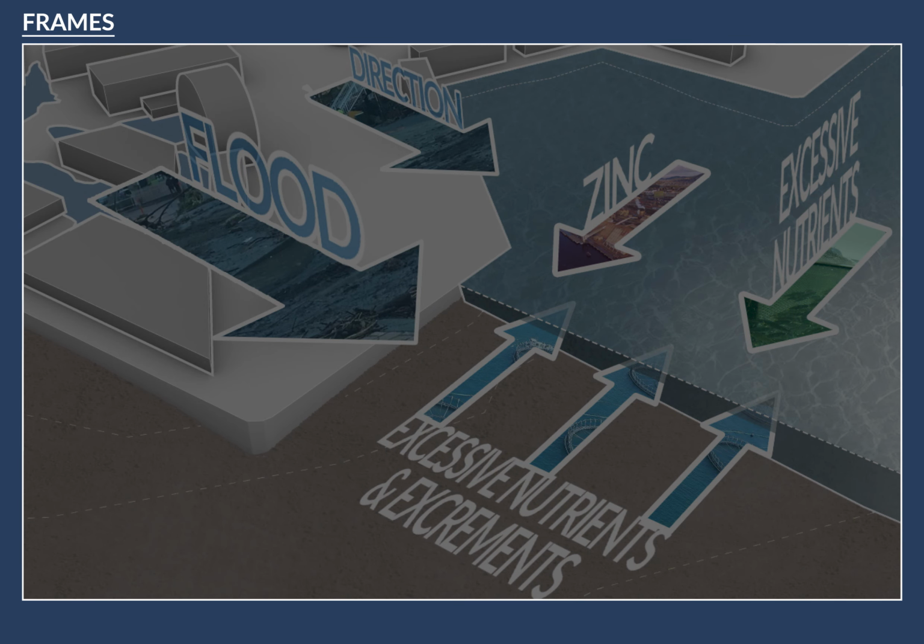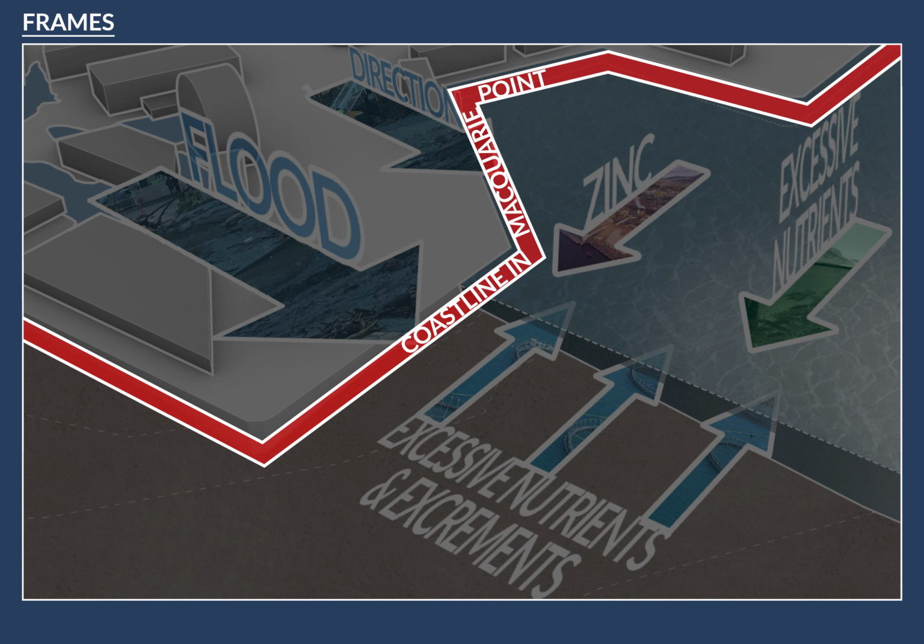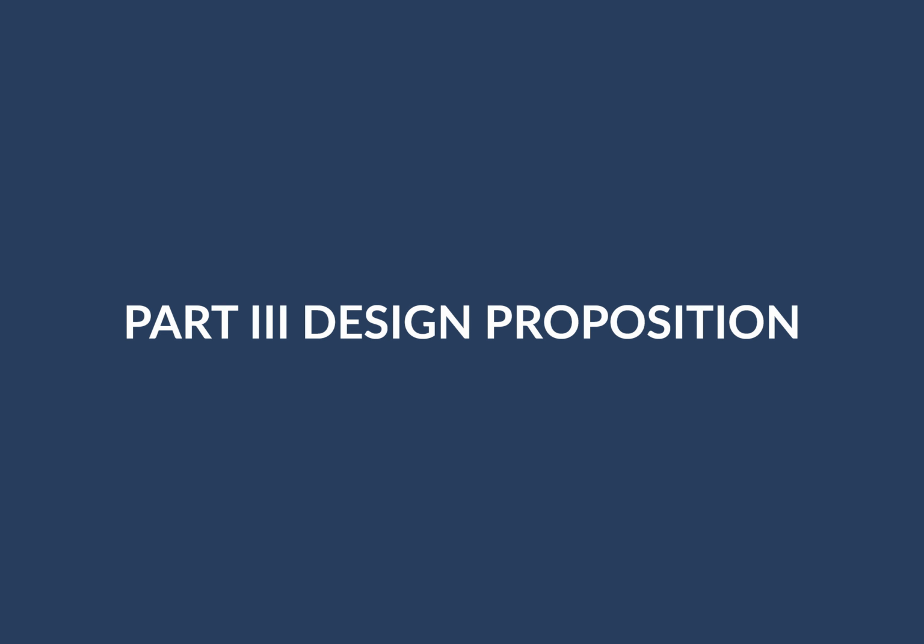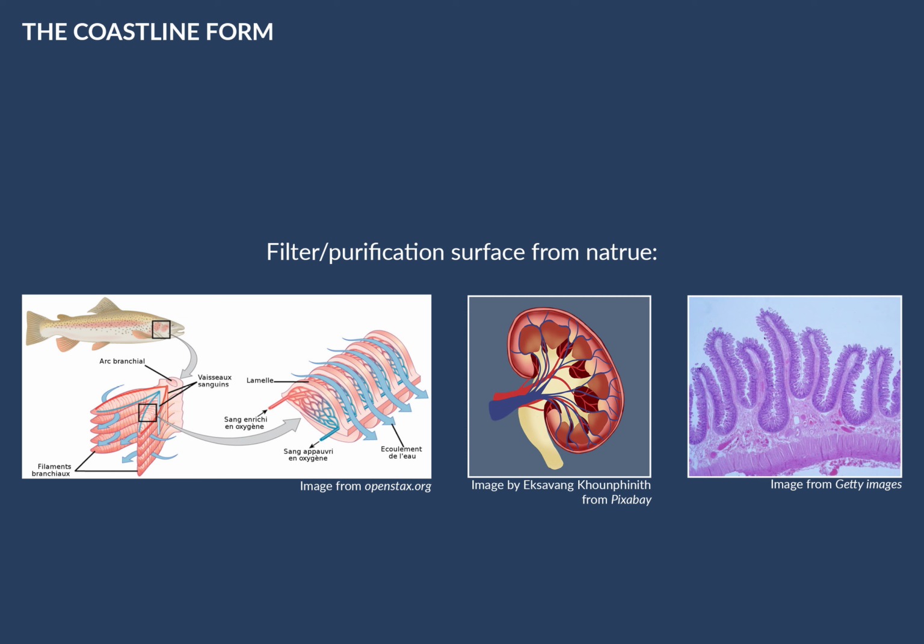Now, if we put all the elements in one drawing, it is clear that the design of the coastline is key to dealing with these aspects. I will propose my design addressing pollution from flood and pollution from the river at the waterfront edge in Macquarie Point. When talking about pollution in water, it is natural to think of purification or filtration. So how does nature purify or filter? I listed the precedents I found here.